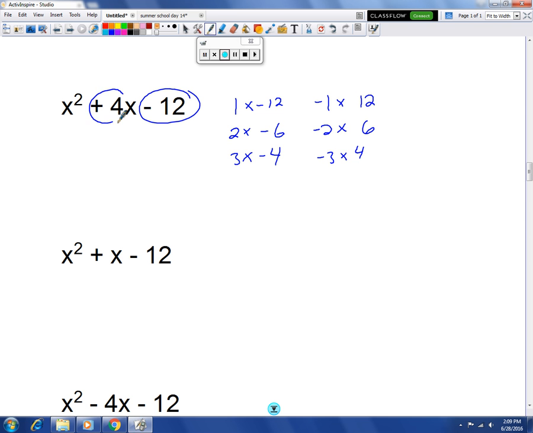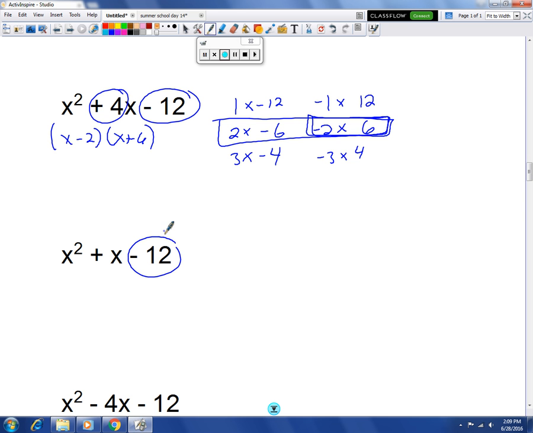Okay, I have a positive 4, so it looks like we're between these two, which will give us a positive 4. It'll be these two right there, the negative 2 and the positive 6, right? x minus 2, x plus 6.